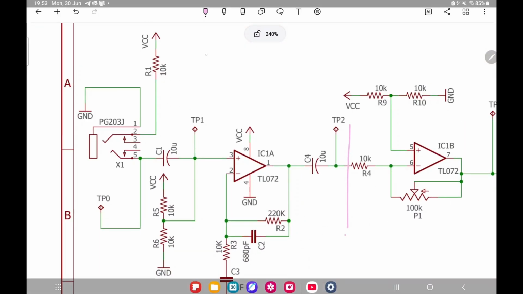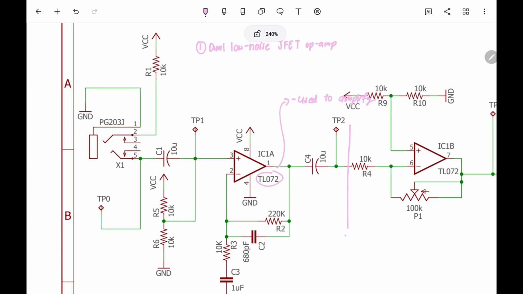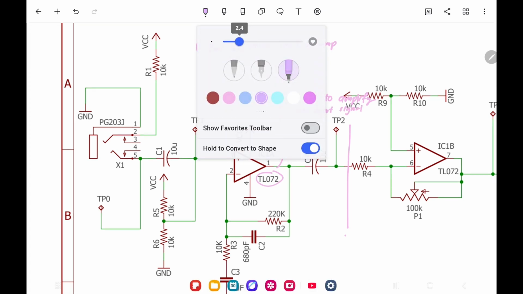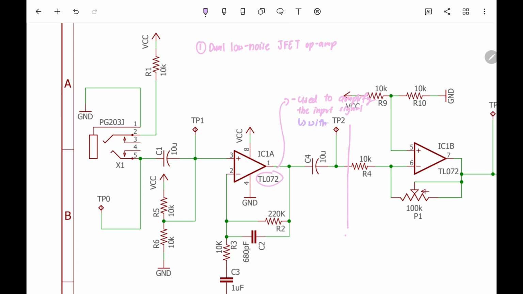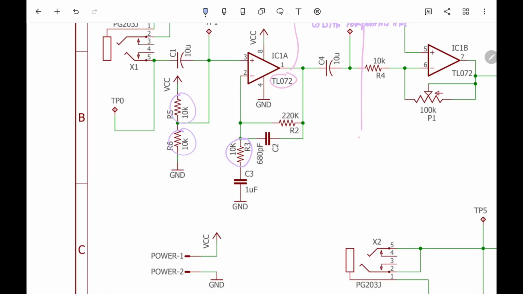So for the first circuit, it is the dual low noise JFET op amp. The TL072 is used to amplify the input signal with all the different components like the 10k ohm resistors.